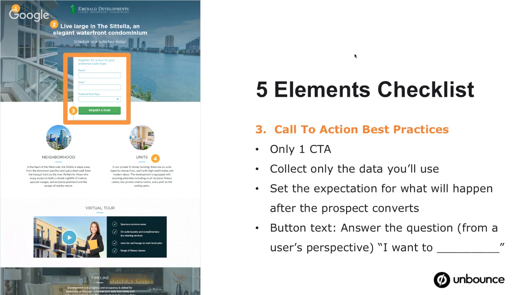In this case, it's natural to expect that after the form is filled out, they will have booked a tour. That's partially accomplished by the copy on the button. You just don't get the same effect if you use generic copy like "submit." A good way to set that expectation is by finishing the sentence, "I want to blank," and that blank is the copy that goes on the button. So in this case, I want to request a tour.